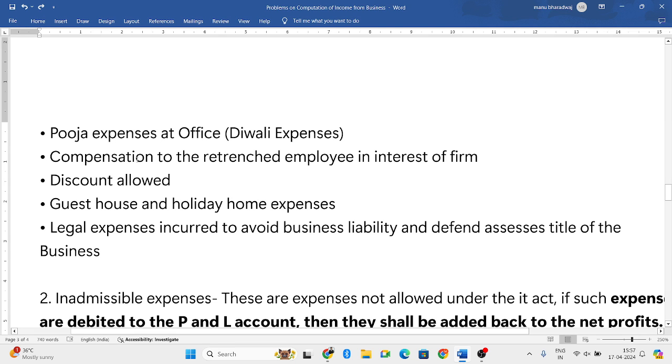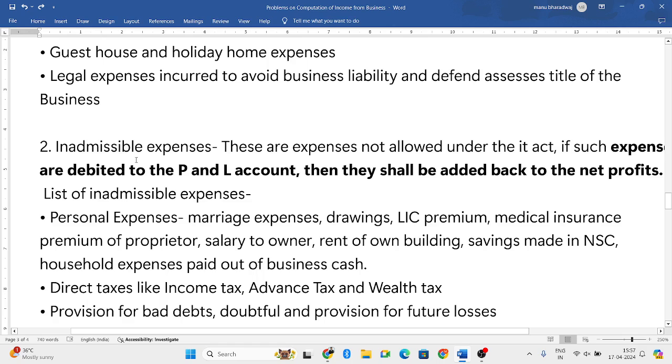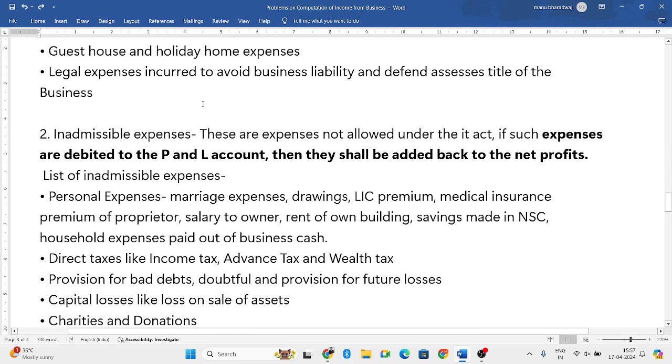Now let us look into the inadmissible expenses. These expenses are not allowed under the IT Act.